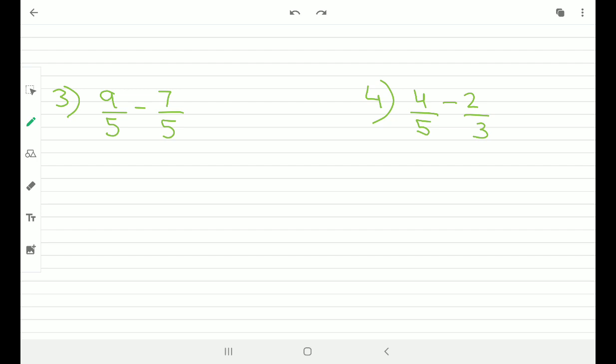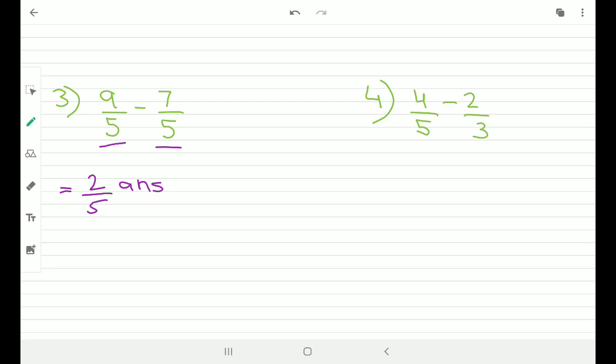My next example is 9 over 5 minus 7 over 5. Here I can see that both the denominators are same. I can simply subtract the numerators. So 9 minus 7 is 2, 2 over 5. This is my answer. I cannot simplify it further.